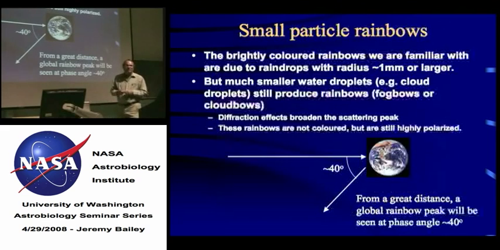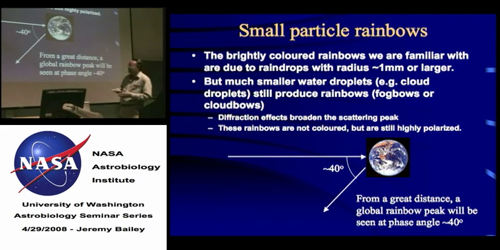Now the rainbows we're actually interested in for looking at exoplanets are not the familiar coloured rainbows that we see, which are rainbows coming off essentially raindrops, large water droplets, a millimetre or bigger in size. But you also get the rainbow phenomenon persisting for much smaller droplets. And in particular, what we're interested in is cloud droplets. Because when we look at a planet from outside, we're generally not going to see the raindrops because they're underneath the clouds, but we do see the clouds themselves, and the clouds are water droplets, but they're just smaller water droplets, typically about 10 microns in size.